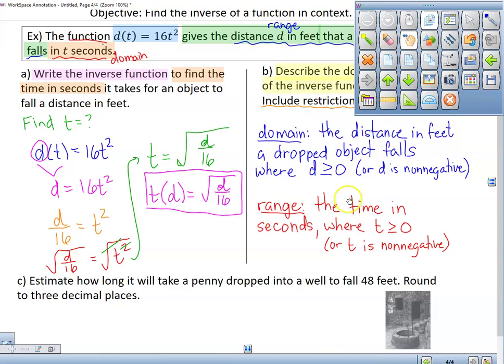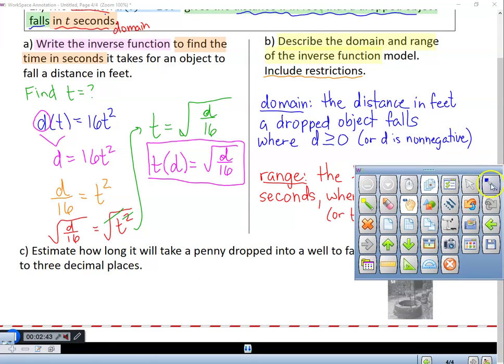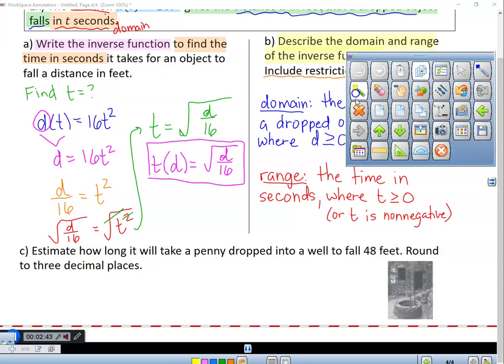Part C, we're solving a problem involving one of our models here. So this says estimate how long it will take. So how long is a concept of time, not distance. How long something takes is a time concept, not a distance. So we want to use our t function, our t of d. I'm just going to write t equals here since I'm doing a calculation.